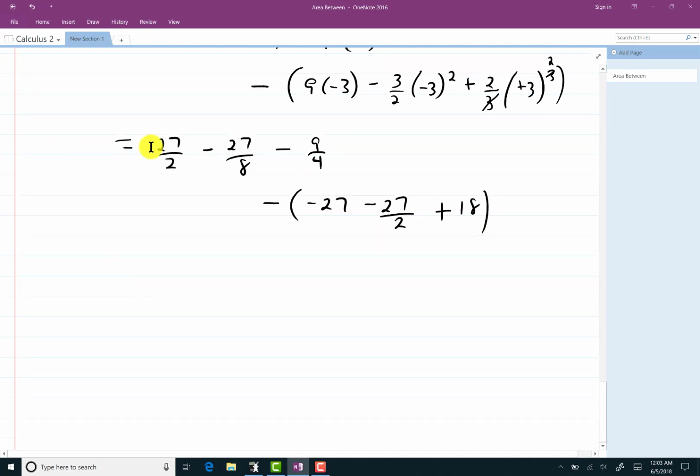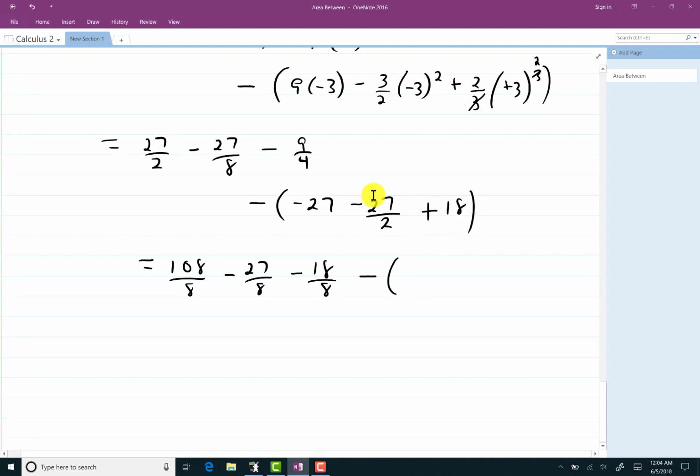Alright, here I'm going to get the common denominator of 8. So I've got 4 times 27 is 108, 108 over 8. That's already over 8, 27 over 8, and minus 18 over 8. Minus, I'll simplify it here a little bit. I'm going to do the negative 27 plus 18. That will give me negative 9. I still got the negative 27 over 2. So what I'm going to do with this then is change that 9 into an 18 over 2.